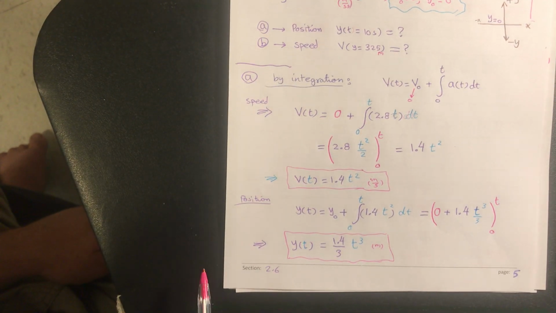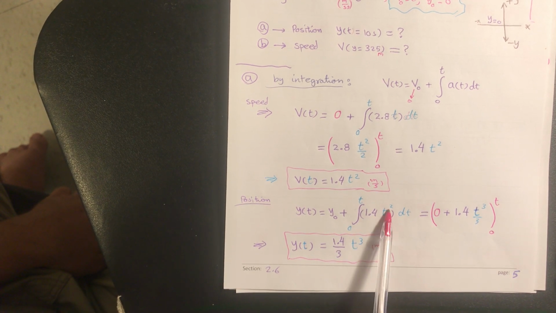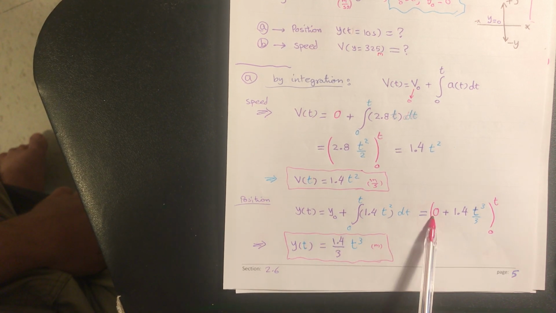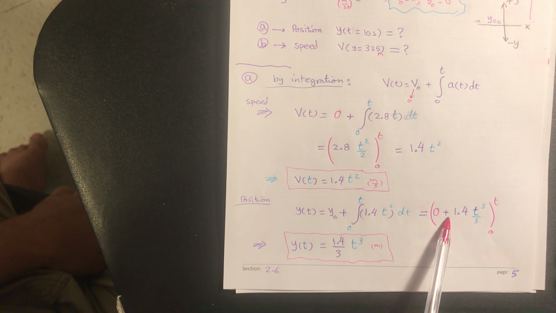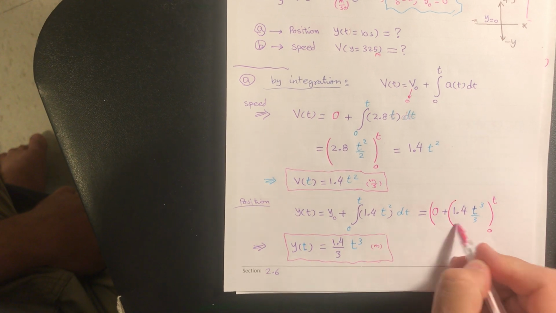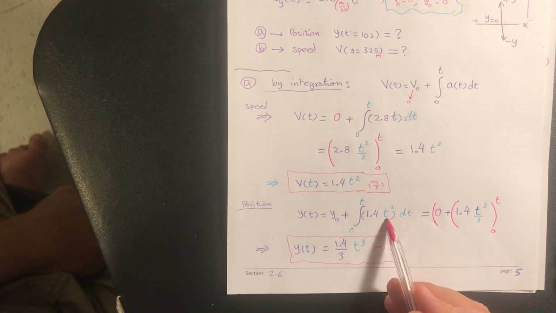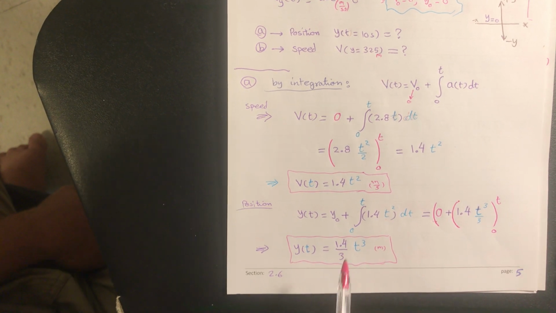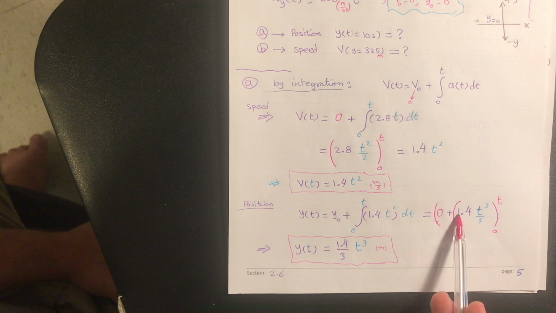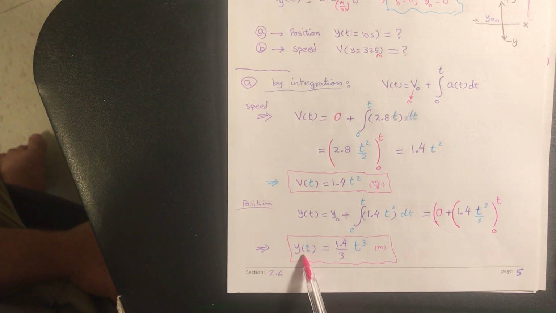Now the velocity function, we need to integrate it, which is 1.4 t squared dt. The initial position y naught is equal to 0 plus the integration. The limits apply just to this term: 1.4 t cubed over 3, the integration of t squared. The lower limit gives 0, so it will not appear, plus 1.4 over 3 t cubed meters. This is the position function.